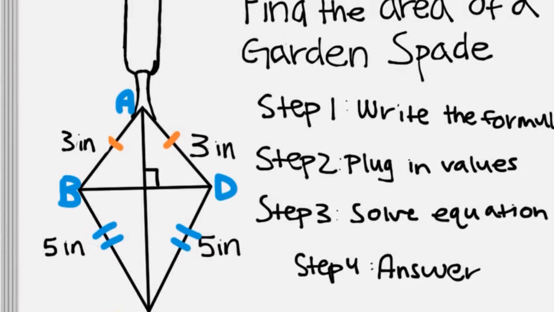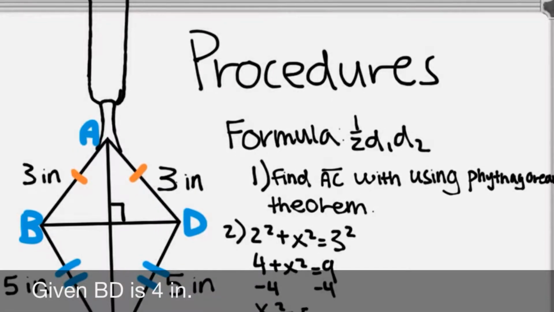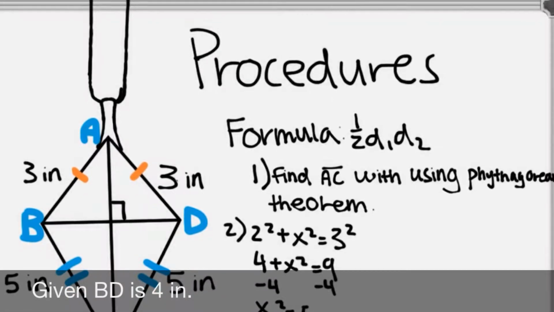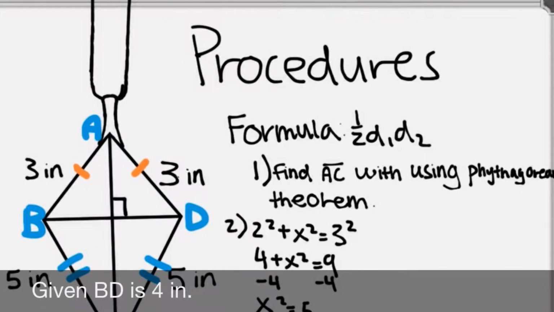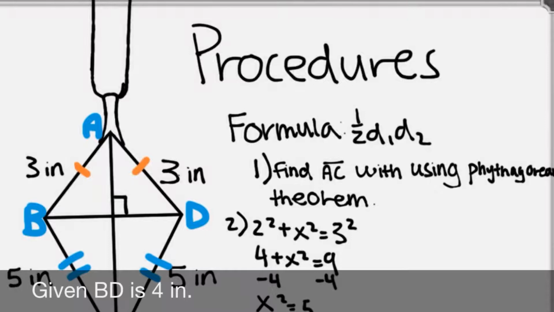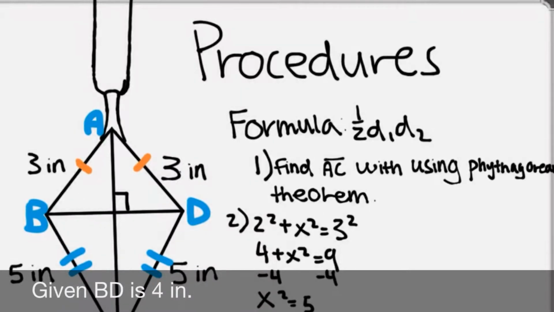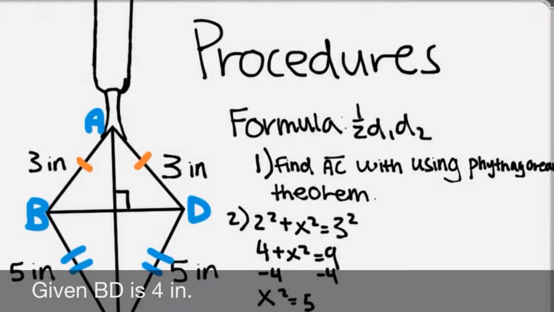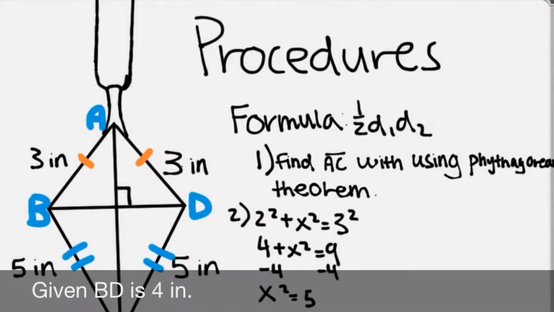Now that we know about kites, let's practice finding a kite's area, or in this case, a garden spade. In this problem, we first need to write our formula. A equals 1/2 of diameter 1 times diameter 2. After that, we plug in our values. Diagonal BD is given to us, but diagonal AC is not. So to find the measure of diagonal AC, you're going to need to use Pythagorean theorem.